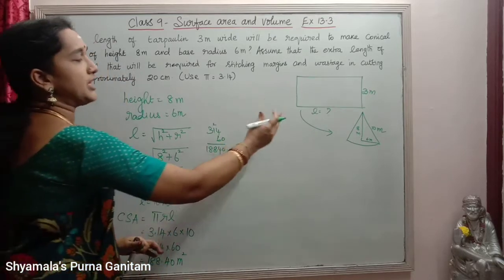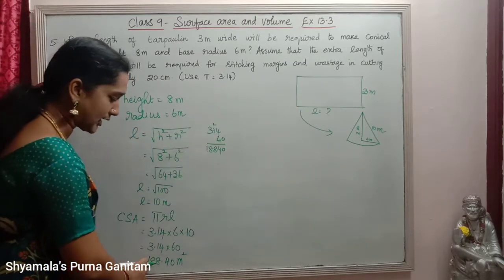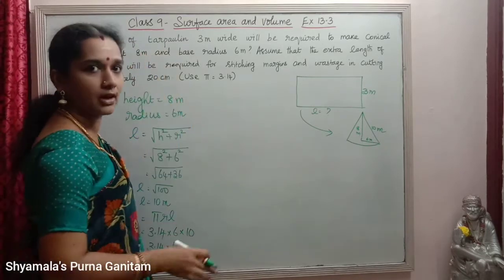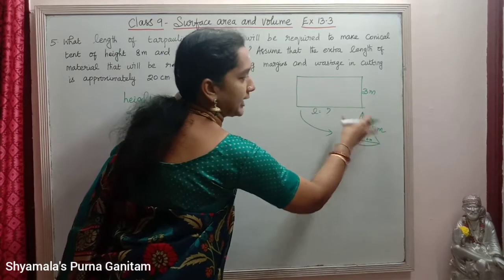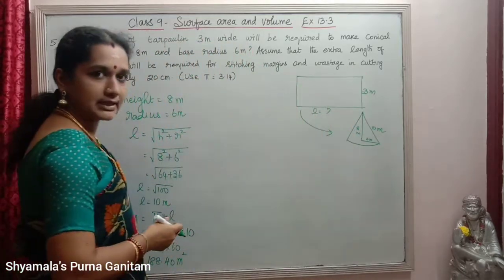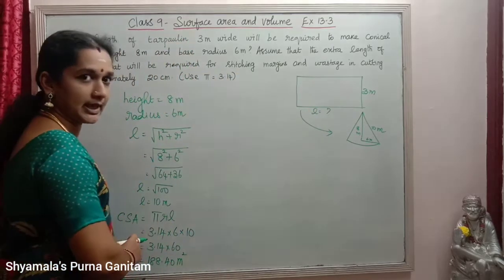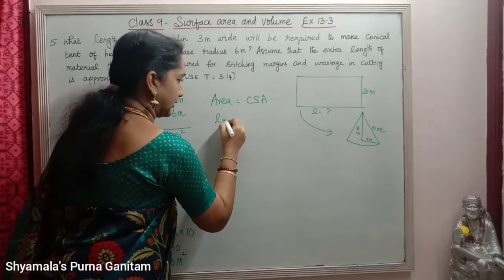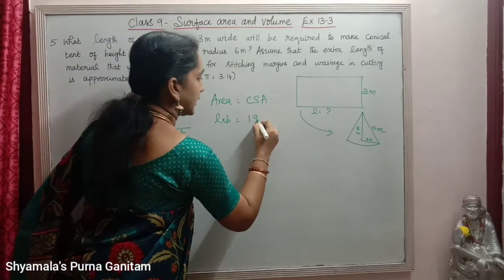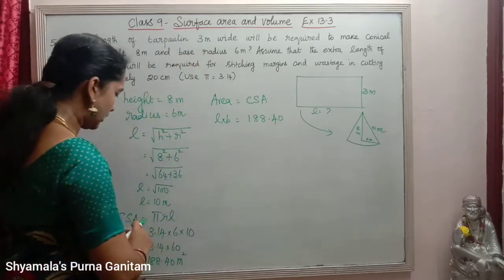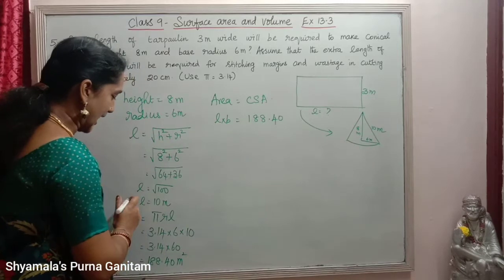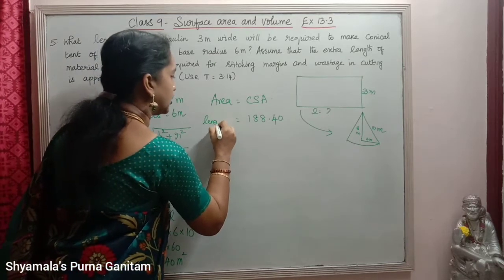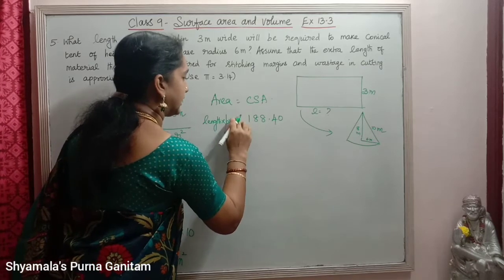For this area only, we need to make the given length. What length of the tarpaulin? This tarpaulin only they are going to make into a tent. Width is given as 3 meter, and we are asked to find the length. So this CSA, that is area, is equal to length into breadth, that is 188.40. This L is different from the slant height L.